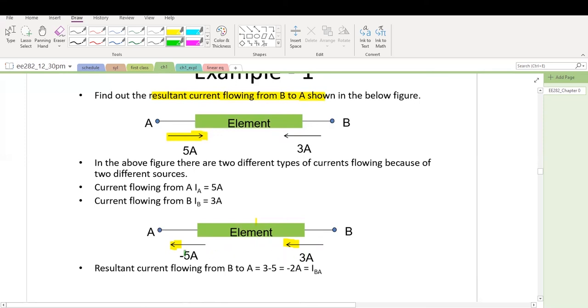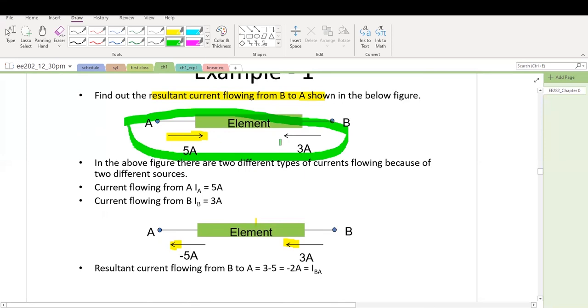I can add the values mathematically. So 3 minus 5, that's minus 2. That's the resultant current from point B to point A. Physically, we can think about this scenario like walking at 3 meters per second, but there is a headwind of 5 meters per second in this direction. So what's the result? We actually walk backward 2 meters per second. This is exactly what happens here.